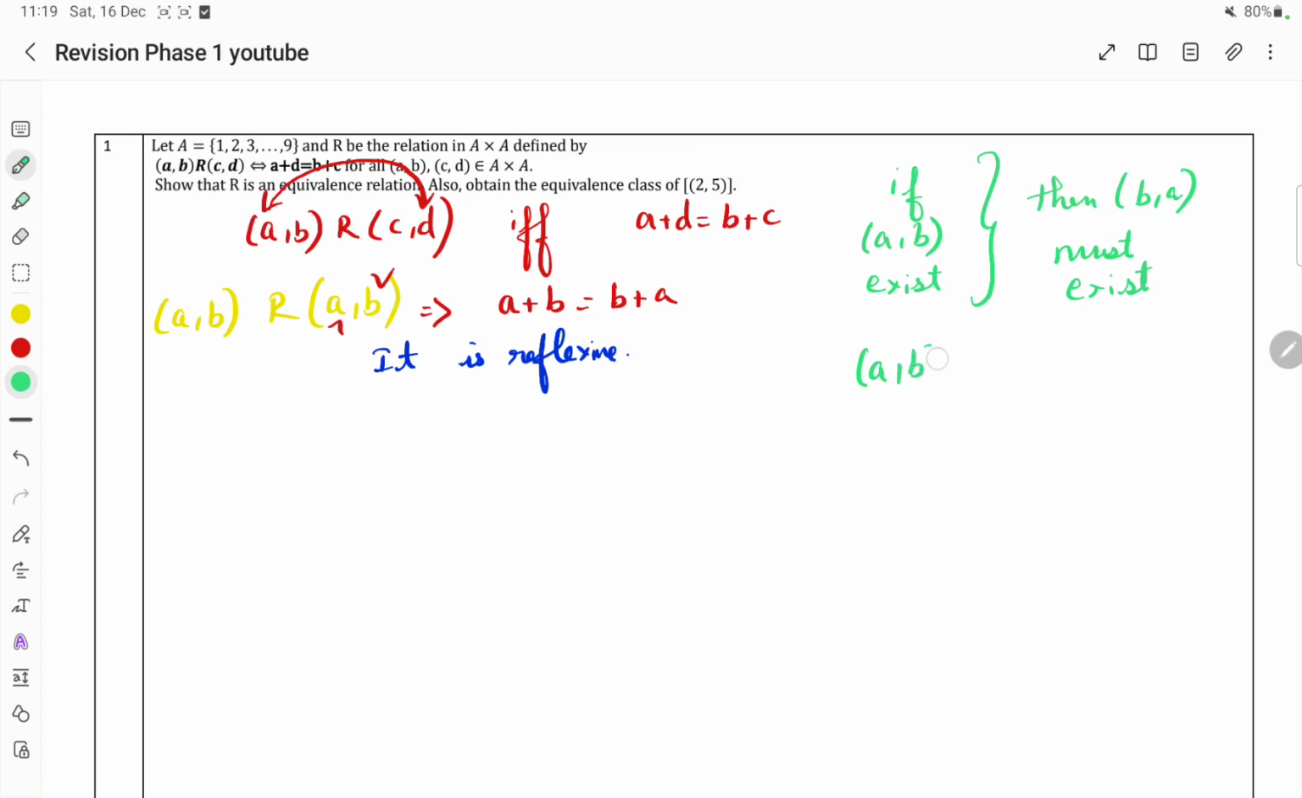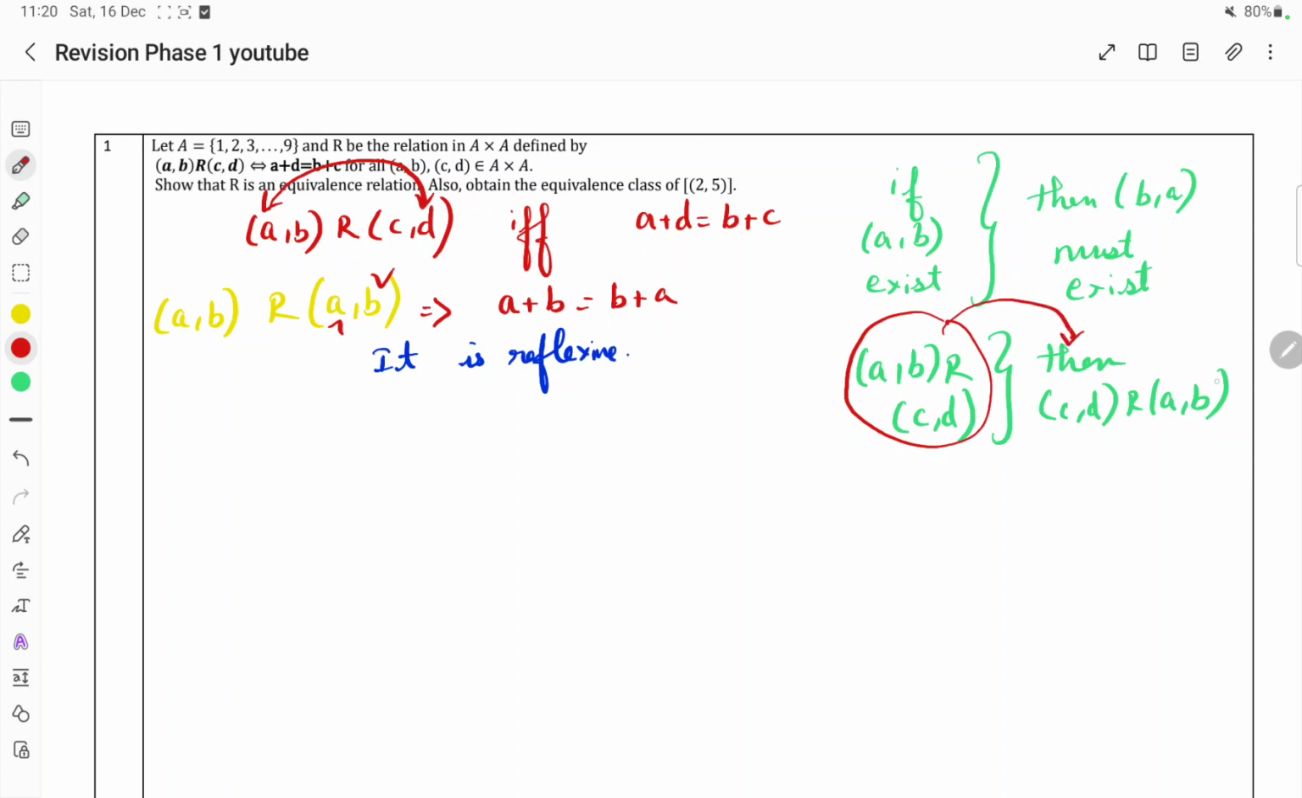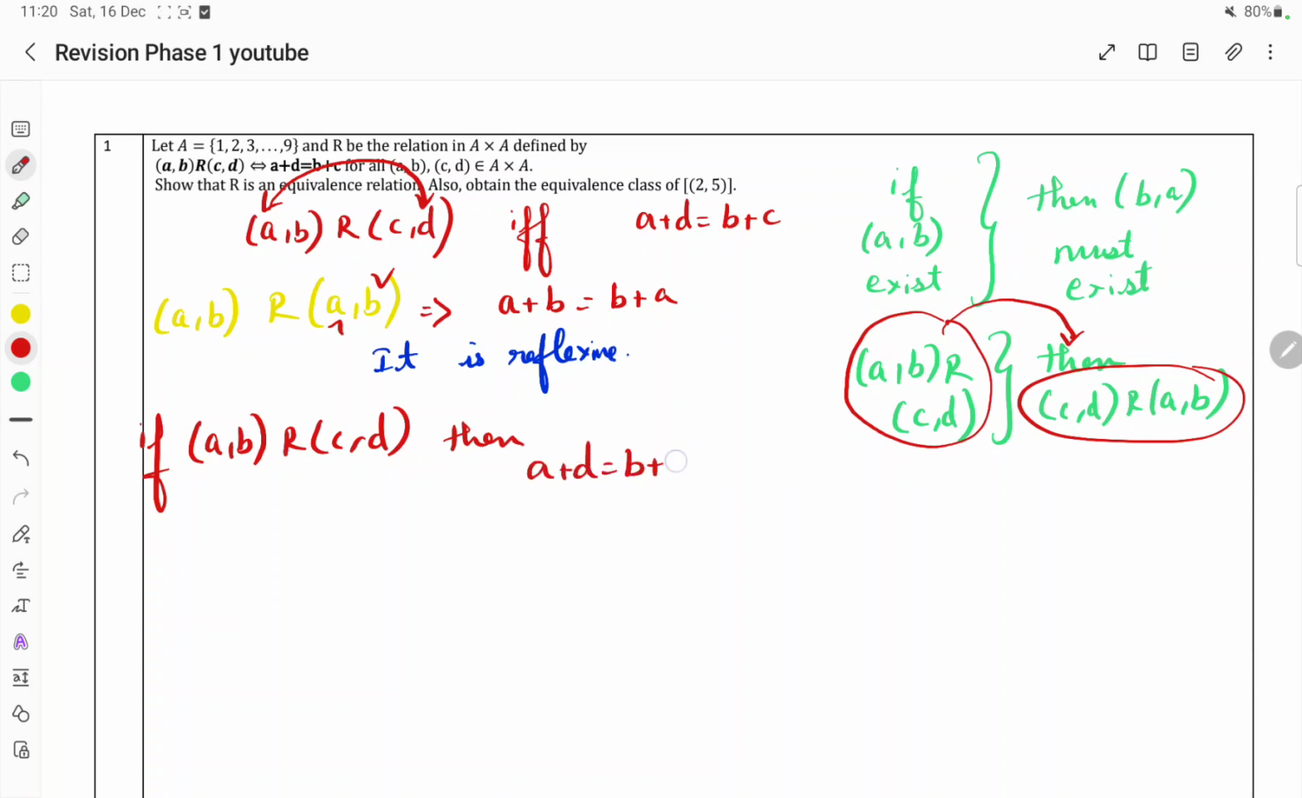So if (a, b) is related with some other element (c, d), then (c, d) should be related with (a, b). This is what we have to check. We have to take this as true, then check whether the other is true or not. First, (a, b) related with (c, d): we take this as true. Then I can write a plus d equal to b plus c.